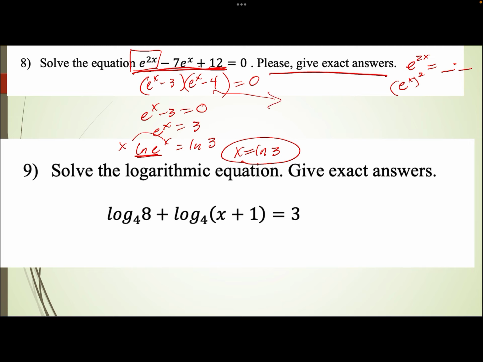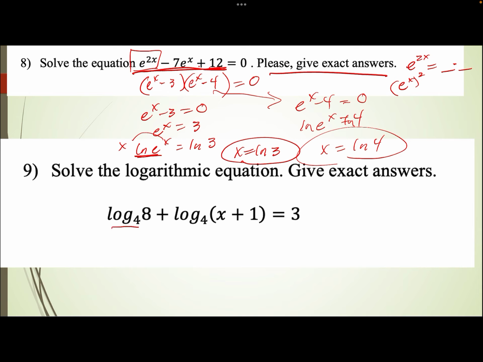And then I do the same with this one. I go e to the x equals 4, natural log it again, and I get x equals natural log of 4. Now, if it was natural log of a negative number, I wouldn't include that because it would be an extraneous solution, it's called, because I can't log negatives, okay?